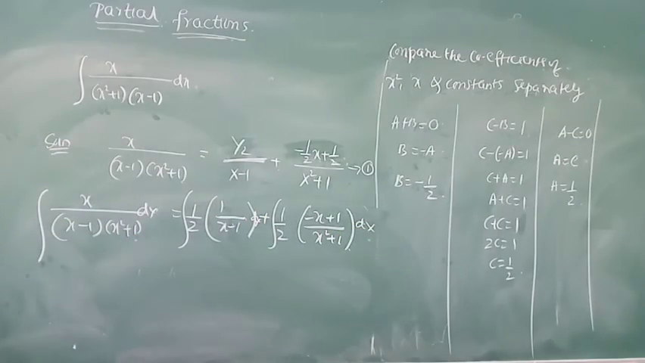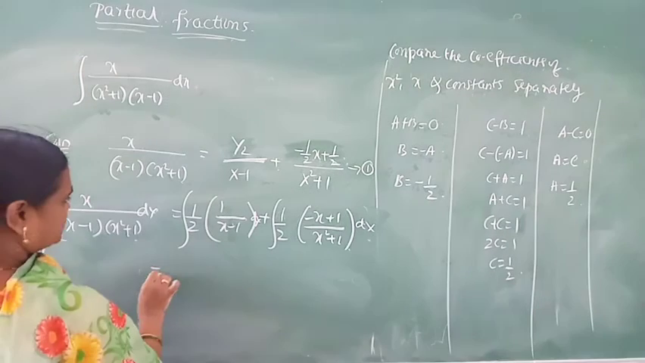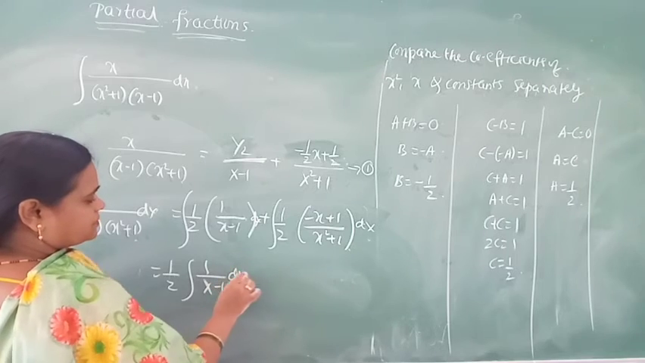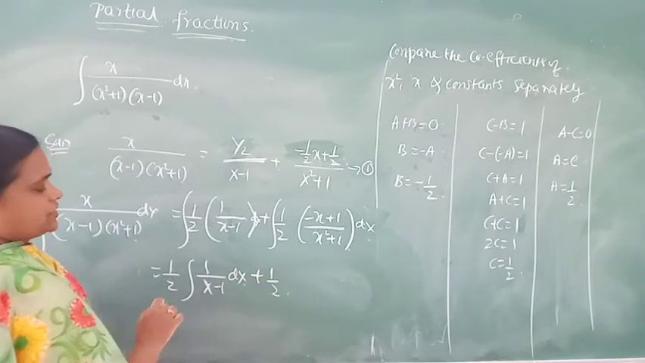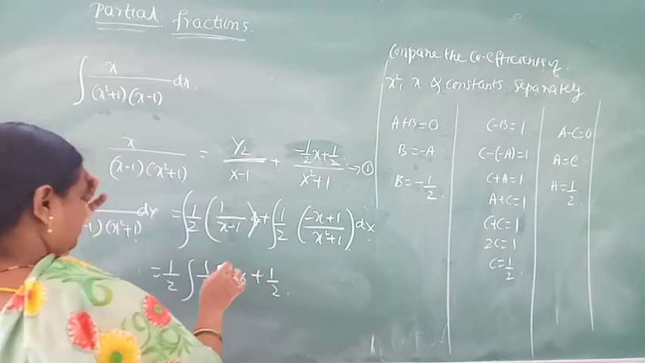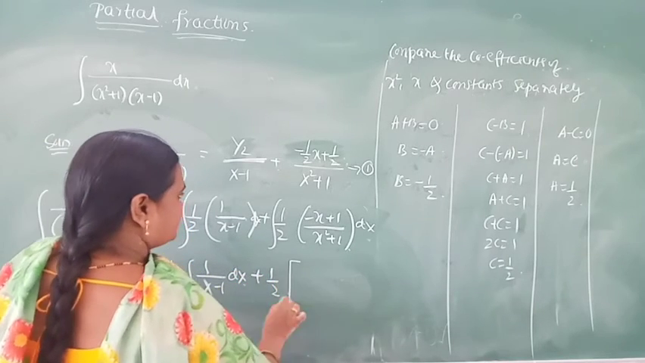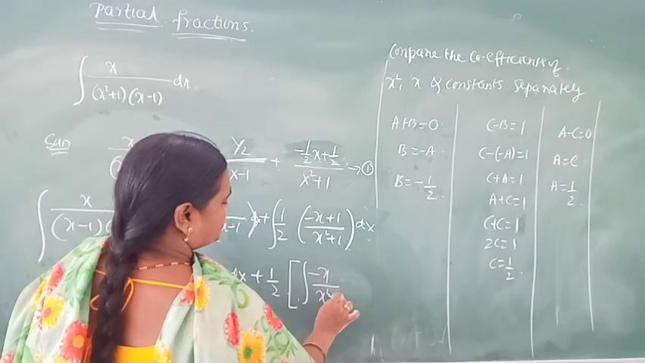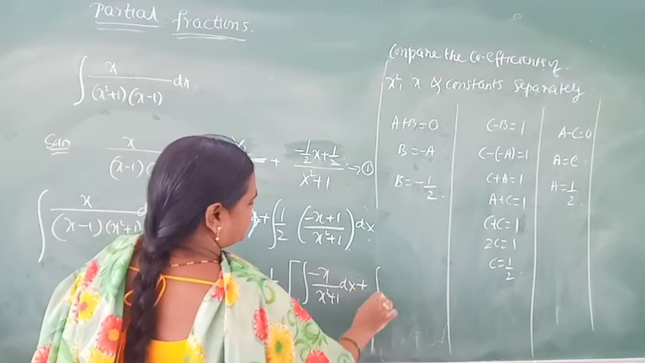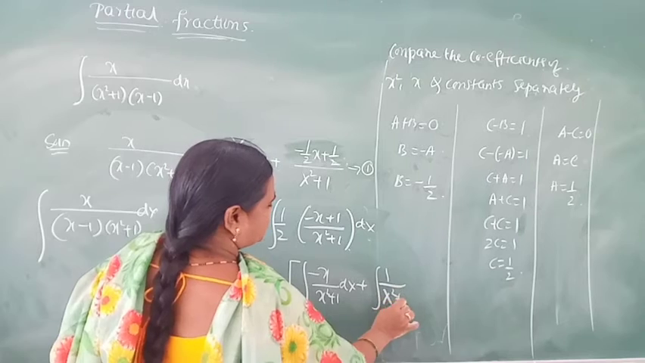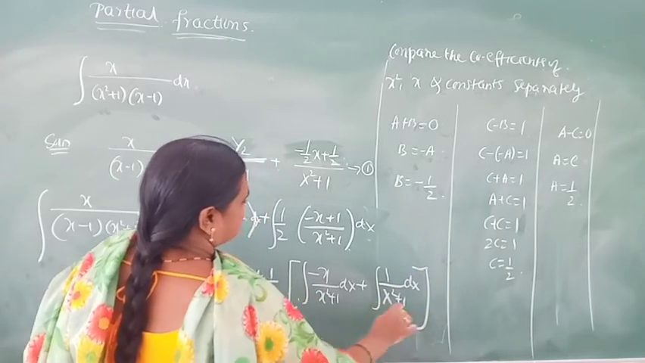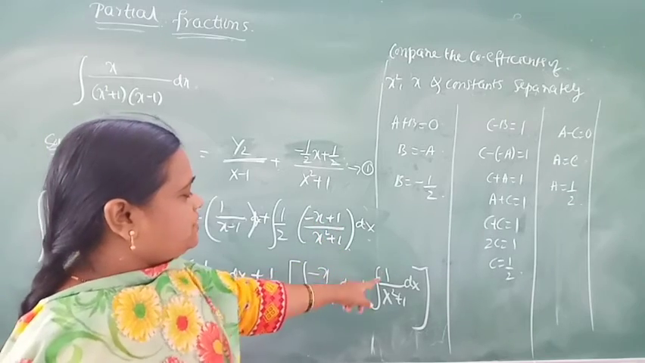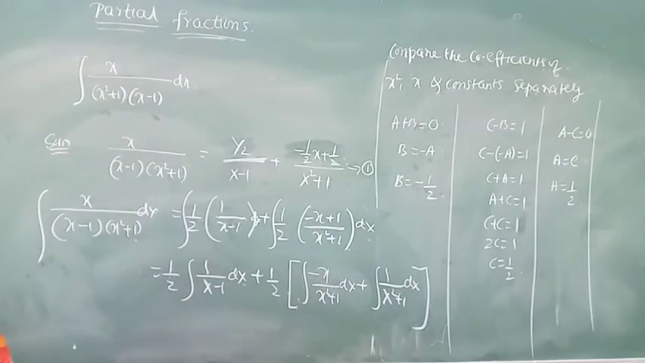Next, this can be written as 1 by 2 integration of 1 by x minus 1 dx plus 1 by 2 integration of minus x by x square plus 1 dx plus 1 by x square plus 1 dx. We divide separately minus x as well as 1 with x square plus 1.